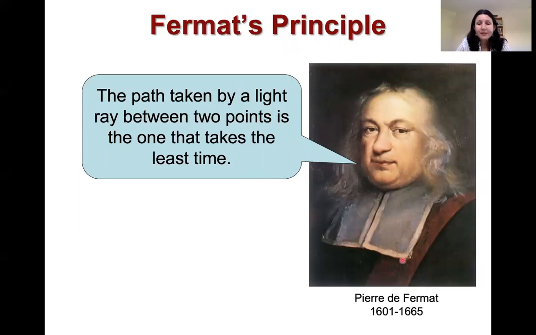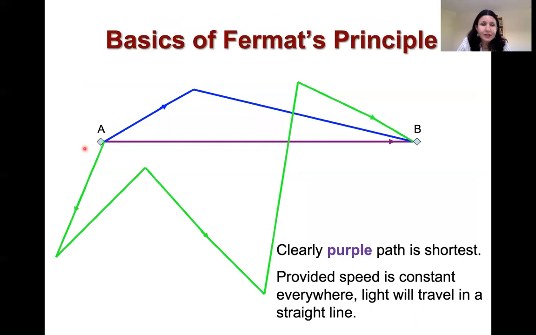And what he stated back in the 17th century is that the path taken by a light ray between two points is the one that takes the least time. This is a rather intuitive idea. If you picture points A and B, and you think about which path light will take to get from A to B, it's intuitive that it's going to take the shortest path between the two points, which is the purple path here, the straight line, rather than this zigzag crooked path, like the blue one there. This is quite intuitive, but actually, Fermat's principle explains to us exactly how light reflects off surfaces.